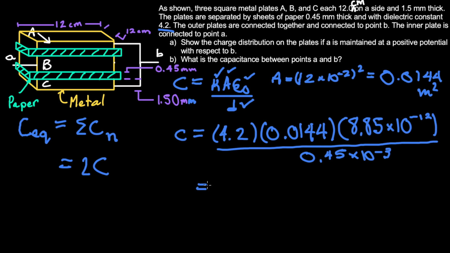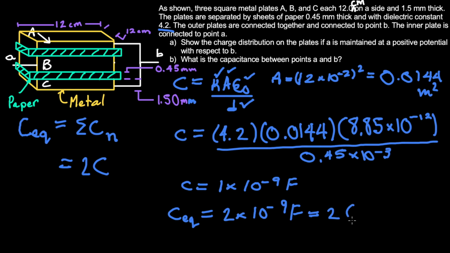And so that's going to give us a capacitance for a singular set, for instance, A and B, or B and C, of 1 times 10 to the negative 9 farads, which are the units of capacitance. And so then just multiplying that by 2, that makes our C sub EQ equal to 2 times 10 to the negative 9 farads, which is also equal to 2 times 1 times 10 to the negative 9.